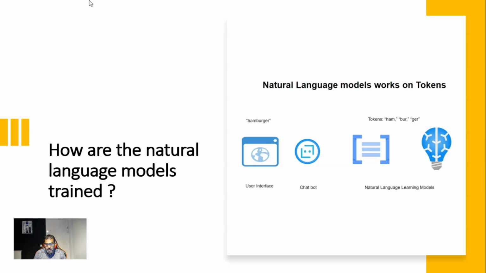So when the user is inputting a data, like for example, in this case, it's a hamburger, this is broken down into chunks of data called tokens, because this token plays a crucial role in identifying what is the user input and then sending it into vector mapping. They use something called vector mapping. So each token is mapped into a vector representation.